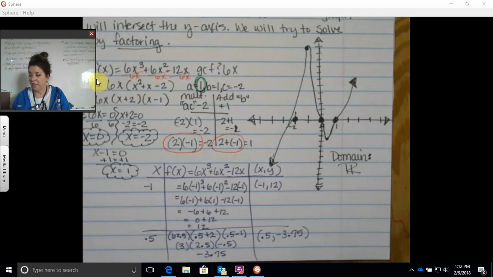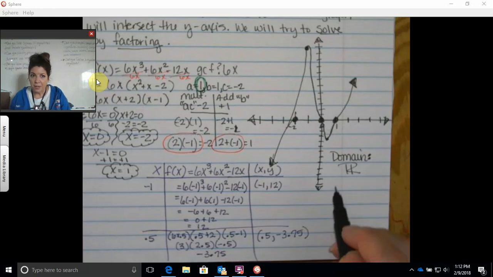If you get confused on that, think about it. Is there any number that, if you plugged it in for x or substituted it in for x, you could not simplify and get a y value? It's not possible, right? You could plug in any number. So your domain's all real numbers. Usually when we graph polynomials, it's going to be all real numbers.